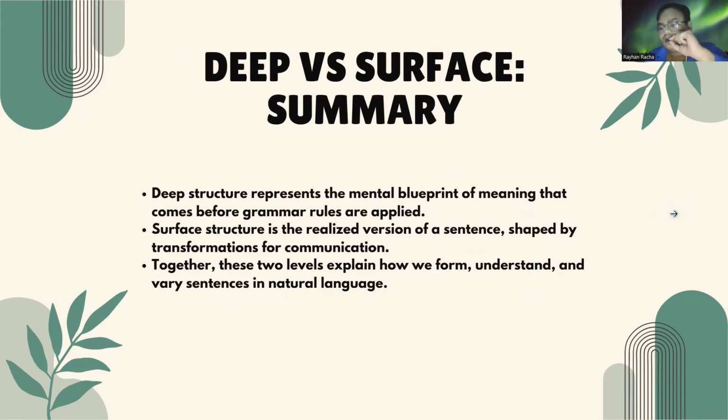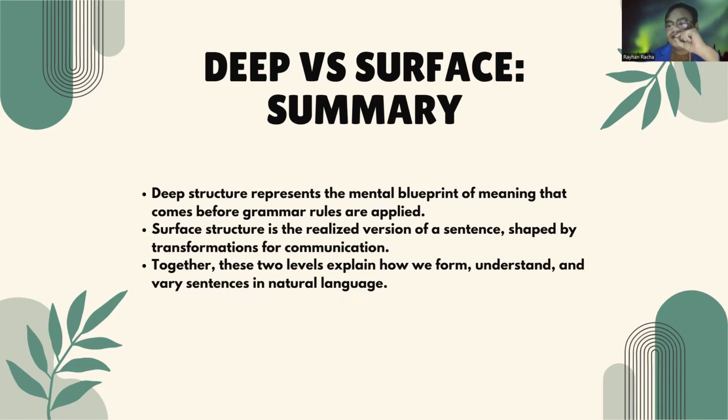Then we come to the summary. Deep structure represents the mental blueprint of meaning that comes before grammar rules are applied. But surface structure is the realized version of a sentence shaped by transformation for real-life communication. Together, these two levels explain how we form and understand various sentences in natural languages.